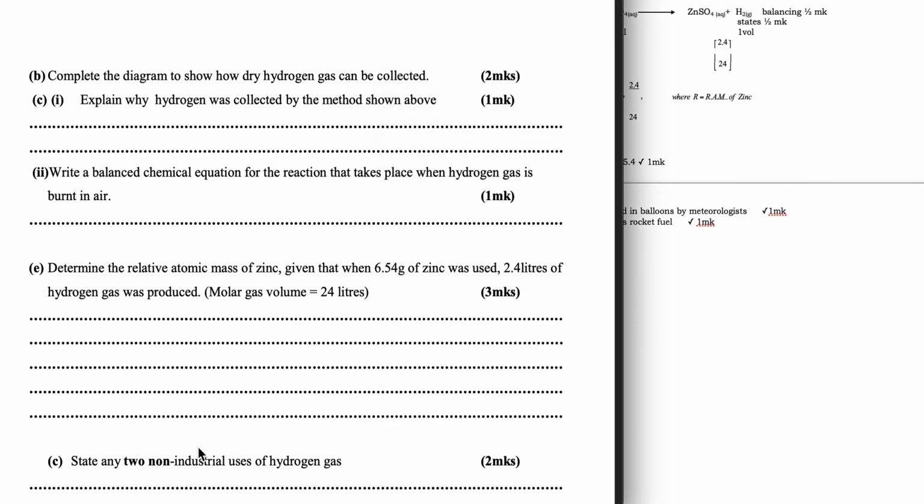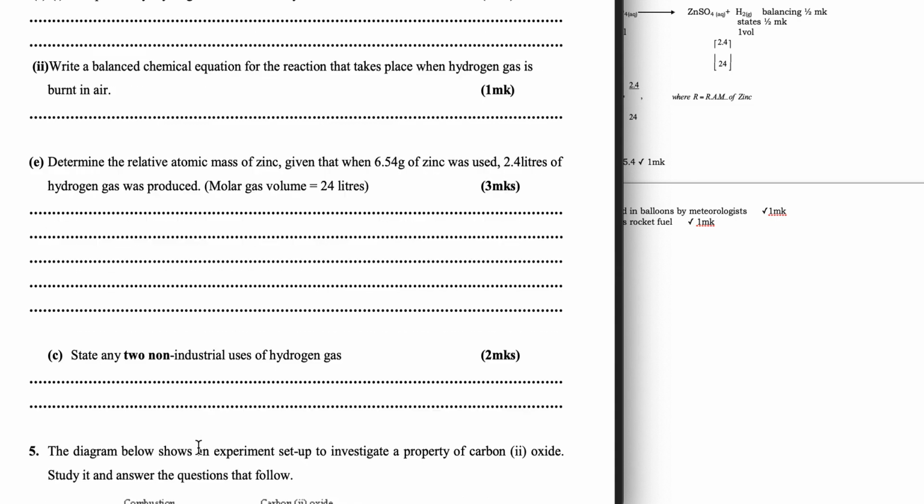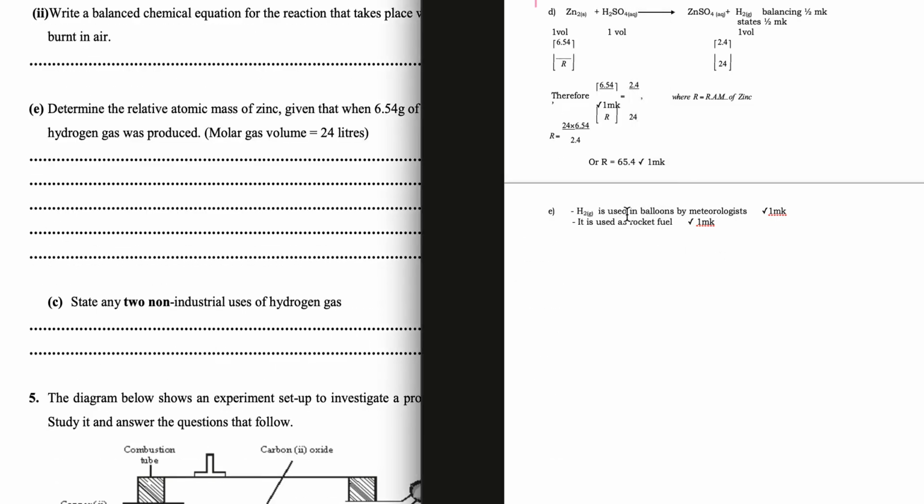State any two non-industrial uses of hydrogen gas. It is used in balloons by meteorologists and it is used as a rocket fuel.